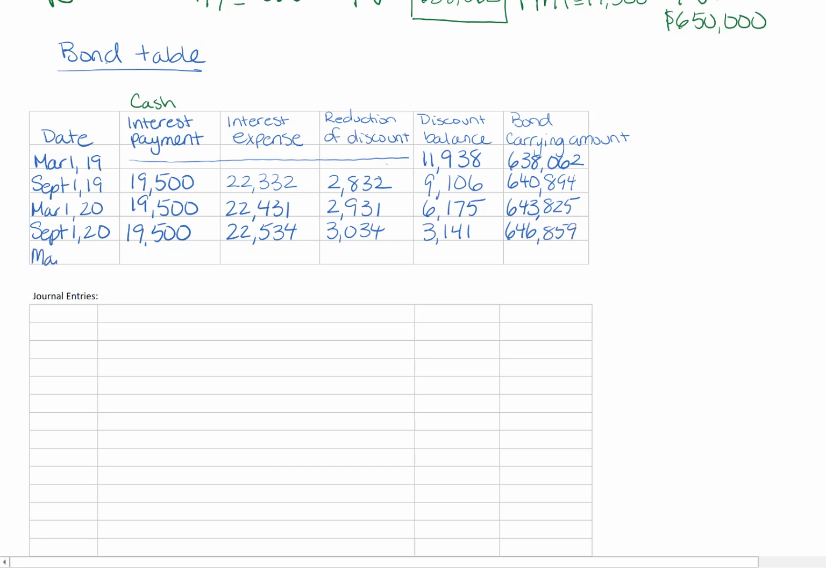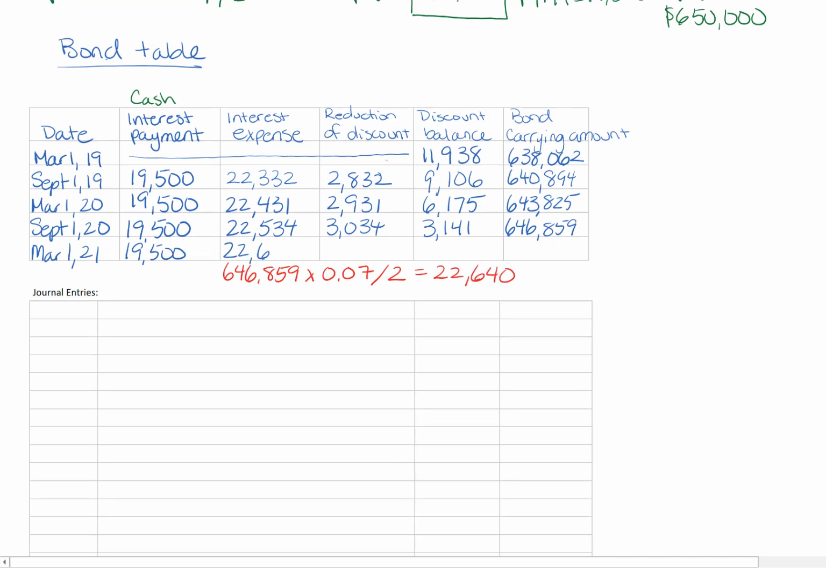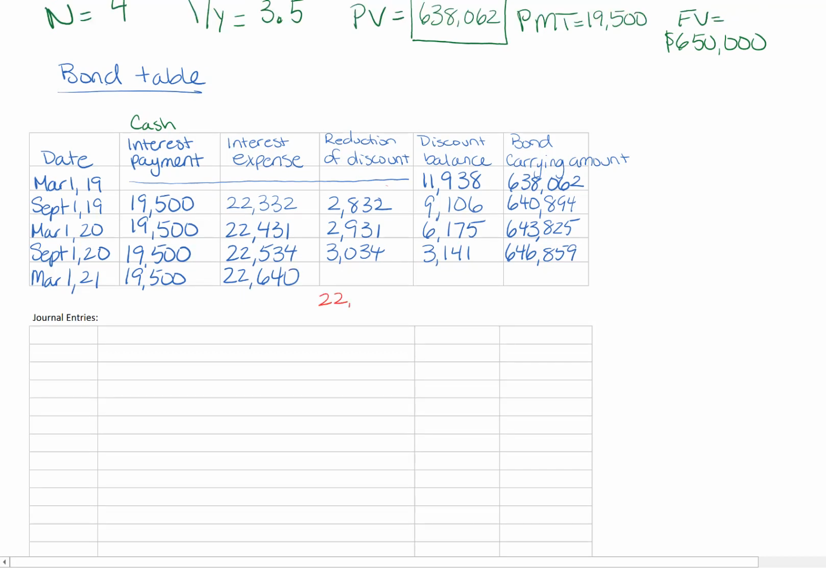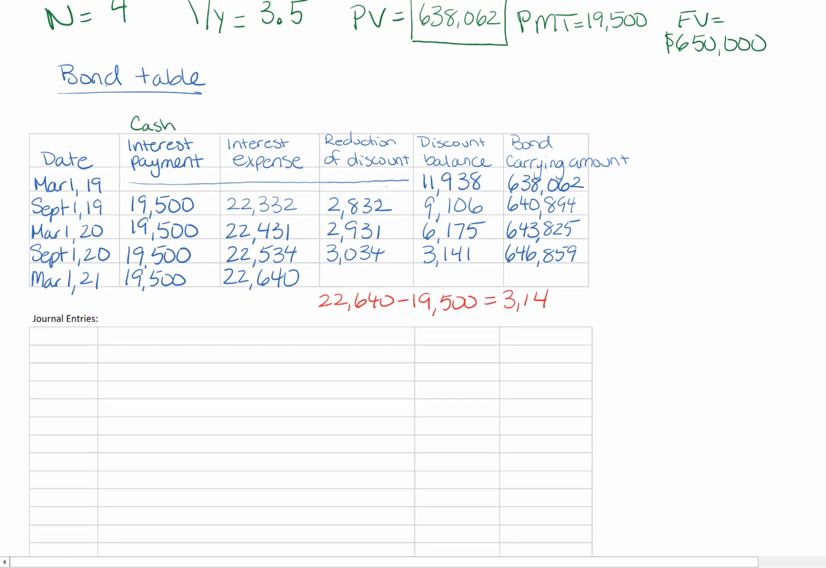And finally, we're going to do the last line in the table, which is where we see if everything works out, and we're crossing our fingers that it does. On March 1st, again, we make a cash payment to our bondholders of $19,500. Our interest expense is calculated by taking our bond carrying amount, $646,859, and multiplying it by the market interest rate divided by 2. Now we're crossing our fingers that our reduction of discount is equal to the old discount balance. And as you guys can see here, we're off by $1. So our discount after all of our work would still be $1. So this wouldn't work out perfectly.